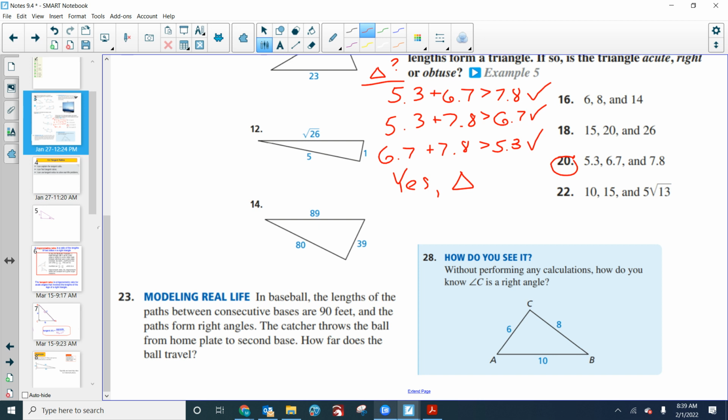So I'm telling you, this is the process to check for a triangle. And what if one of the sides is missing? 5.3, 6.7, and x. What could x be? You're going to have to do this process with all three parts to find the range for x. This is good practice for what we're coming into.